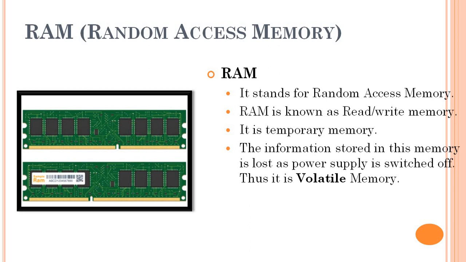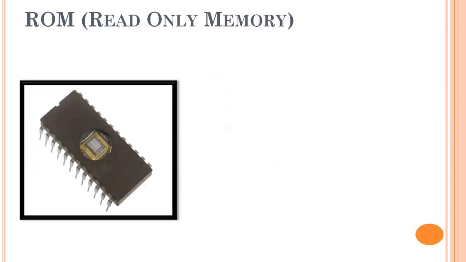The information stored in this memory is lost as power supply is switched off. Thus, it is volatile memory. So, RAM is temporary memory. It cannot store the contents for a longer time. As soon as the power supply is off, as soon as the machine turns off, the contents which are stored in this memory will be lost. So, it is also known as the volatile memory. Again, this statement, RAM is volatile memory, is asked for fill in the blanks. It is also asked for true and false.